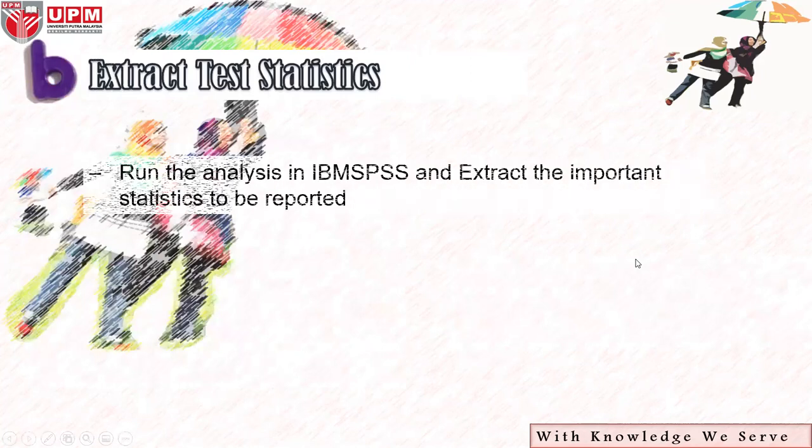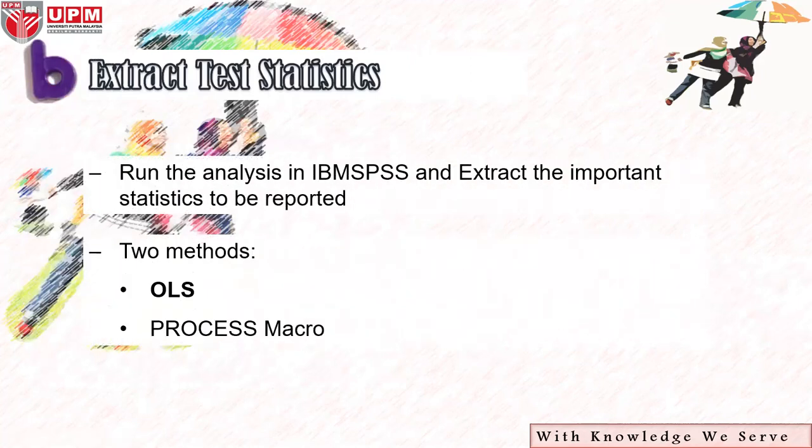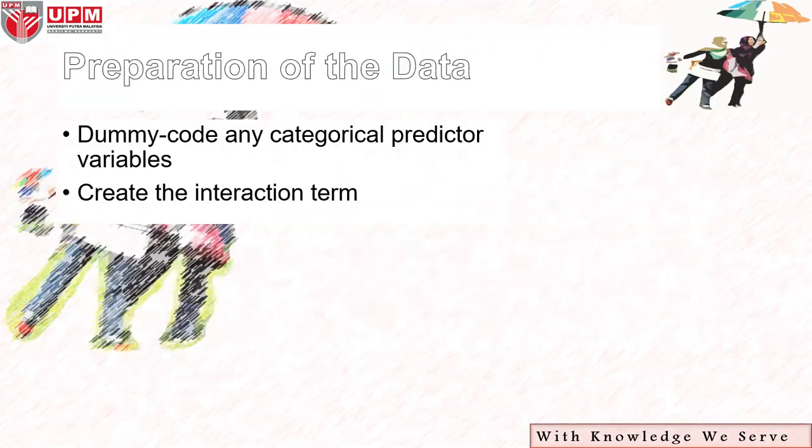And then we want to run the analysis in IBM SPSS. As I mentioned earlier, we are going to try two methods. We use the first one, ordinary least squares. So you can open your data set. Let me know once you are ready. Please open your data set, because we want to prepare our data. We want to create the interaction term.